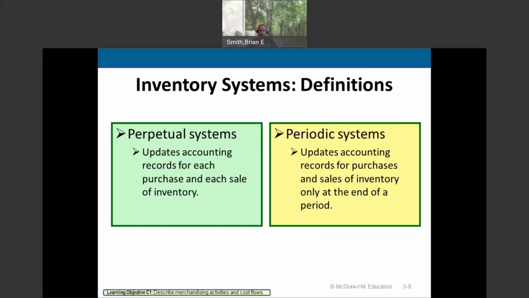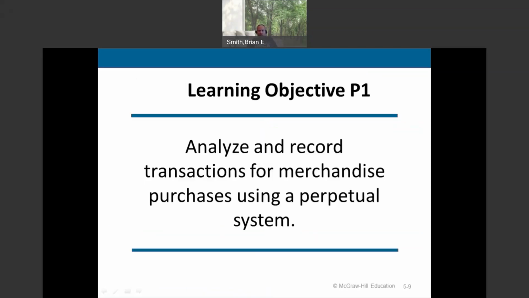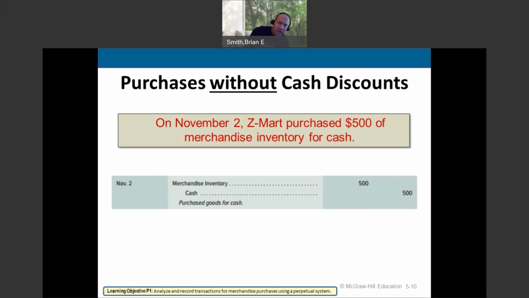So we're going to analyze and record transactions of merchandisers using, and we're going to focus on the perpetual system. But before we do that, let's focus on purchases without any cash discounts. A lot of times when a company has items for sale, if you pay in cash, the merchandiser will give you a discount, but not always.